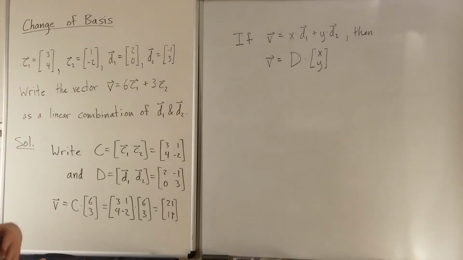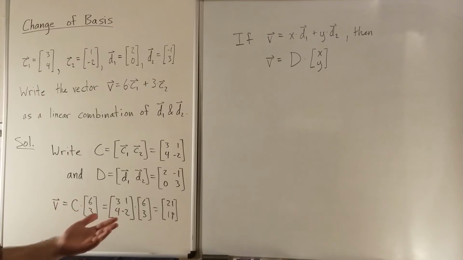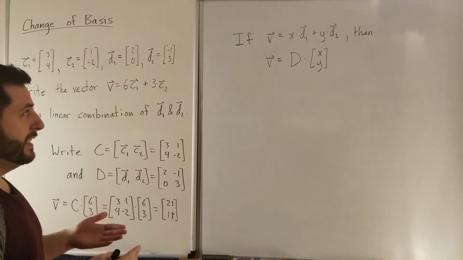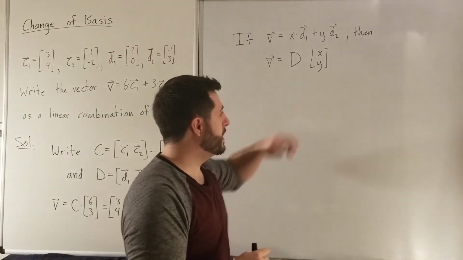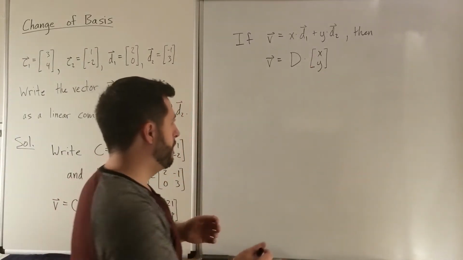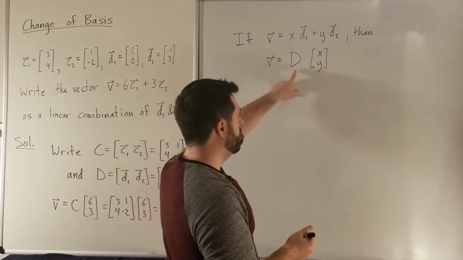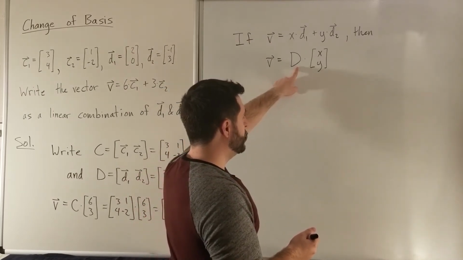Okay, our goal is to find x and y. x and y are the coordinates of V in the D basis. So if we can solve this equation for x and y, then we're done. So how do we solve this? Well, we can multiply by D inverse on both sides.